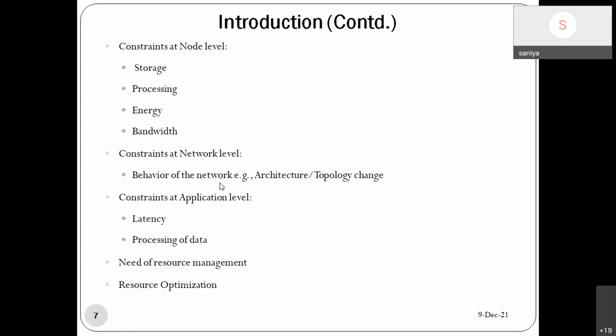And at the application level, there are also constraints. For example, there is one application which is low latency, where they want the results immediately. If we talk about some healthcare application, we have low latency, that is, we want the data back in a definite amount of time. So this is a constraint. We have to take care of this constraint.